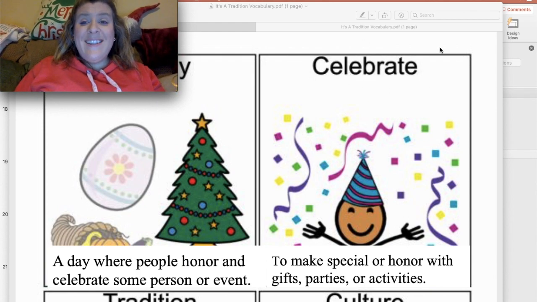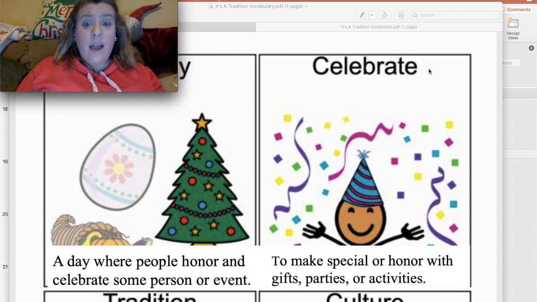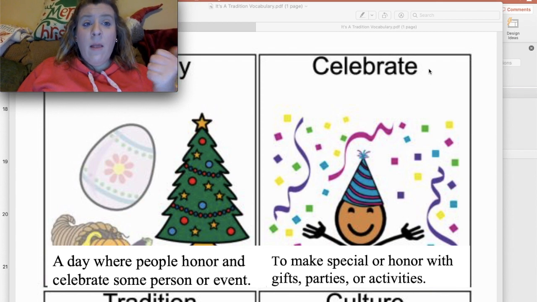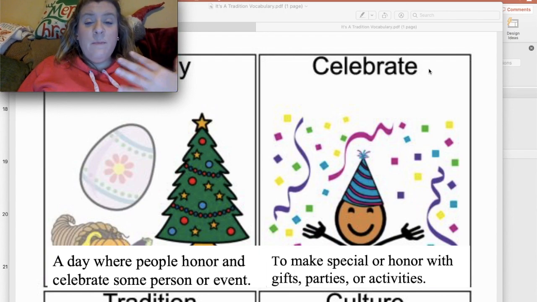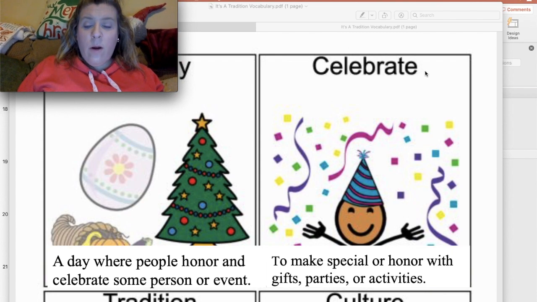Our next word, celebrate. We talk about celebrating stuff all the time at school. We celebrate holidays, we celebrate birthdays, we celebrate special events. Pretty much in our classroom, anytime there is anything special going on, we like to find an excuse to celebrate. But again, celebrate, that's our word.